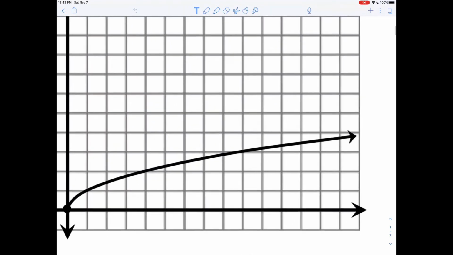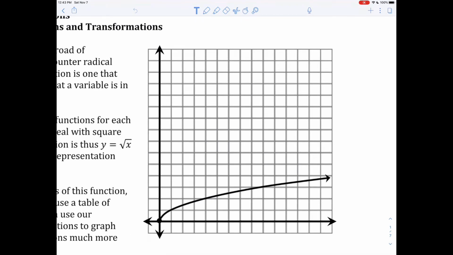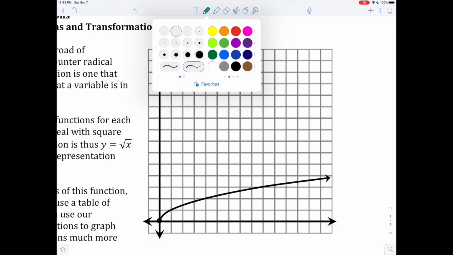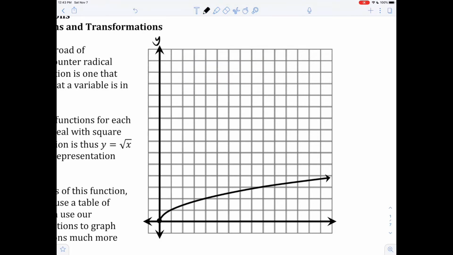Now we've got our parent function here. This is the graph of y equals the square root of x, where of course this thing is labeled properly, and that's y, and that's x. There's a 1. There's a 1. Right? So we've got some key points like (1, 1). We've also got (4, 2). We've got things like (9, 3). But also very important is this key point right here at (0, 0). That's where this whole function originates.